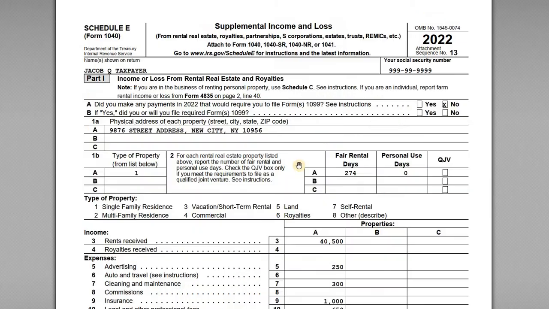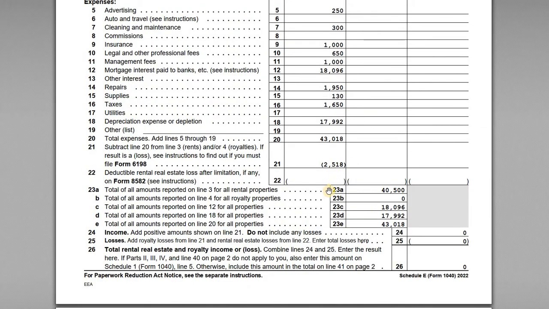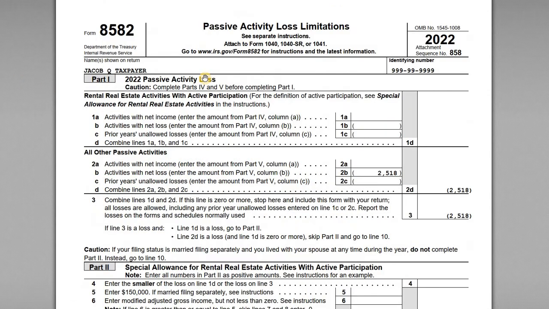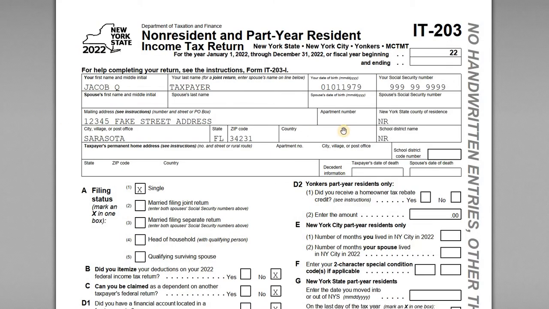Now, because we do have an overall loss here, right, $2,518, that is a passive activity loss, so we have to do the Form 8582 to compute our passive activity loss limitations. So the $2,518 isn't being deducted for federal purposes. It's being carried over to next year, where it can be potentially used to offset profits from those activities in future years. All right. Okay, so now all that's said and done, how does it look on the New York return?